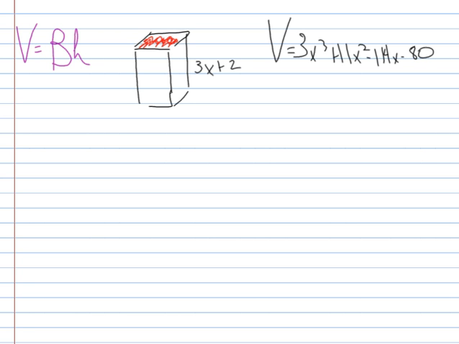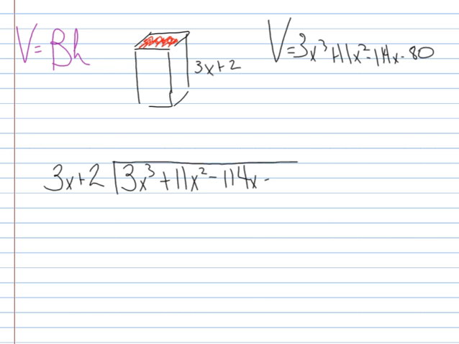With this, you have to do some long division. So my long division looks like so. I put my 3x plus 2 here. I put my 3x cubed plus 11x squared minus 114x minus 80 right there.